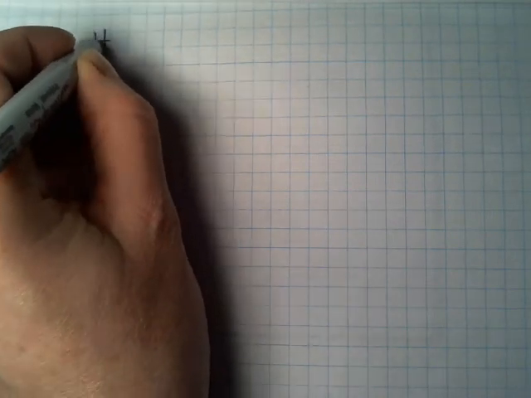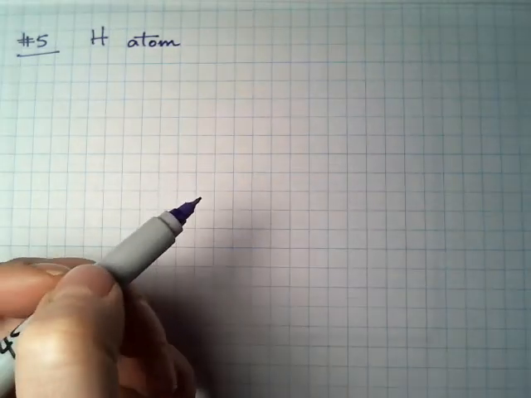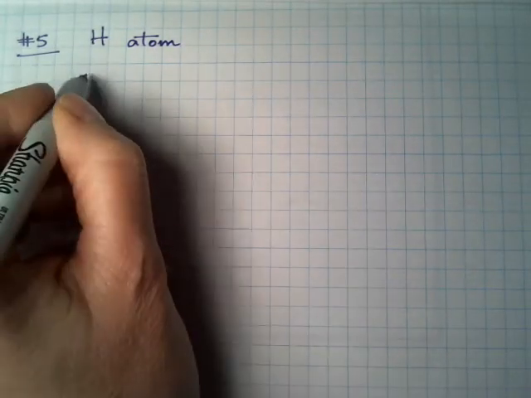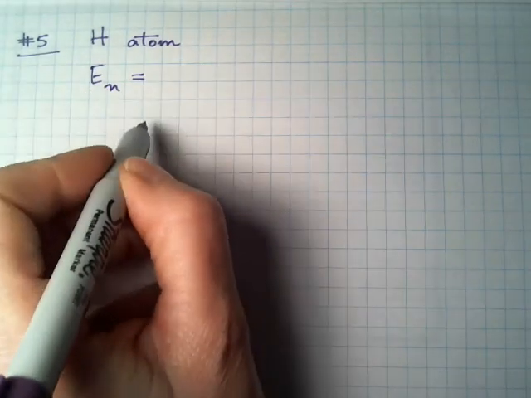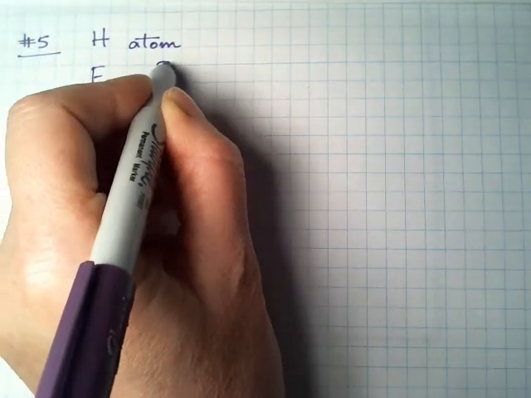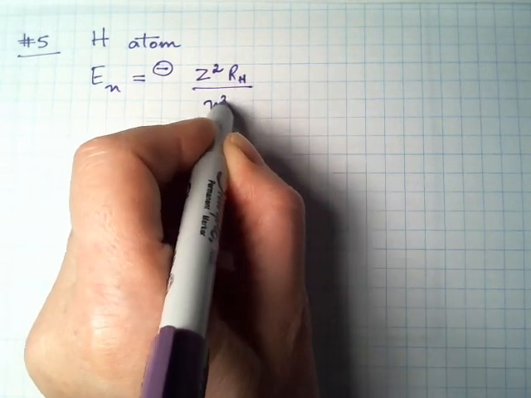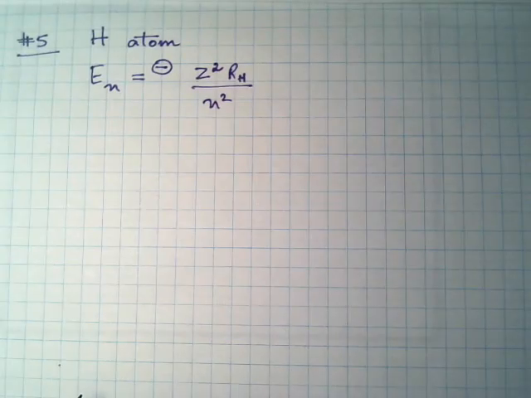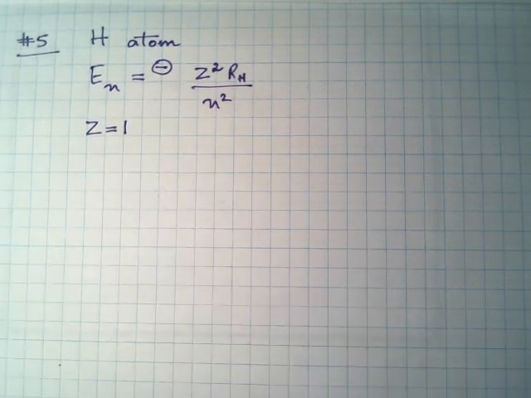Okay, question 5. Question 5 is asking us for the energy of the ground state of hydrogen. And so I have an H atom, and that's a single electron species, so I can apply the formula where the energy of any level defined by n is equal to the negative value of Z squared RH over n squared. For hydrogen, Z is equal to 1. My atomic number is 1.